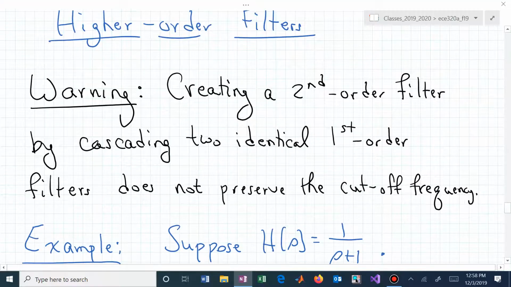Here's the warning. Even though you know very well how to create a first order normalized transfer function, 1 over S plus 1, you can't just keep putting those together, cascading those to produce second order, third order. You can, but now we're going to show you why that's maybe not what you want. So creating a second order filter, we're just going to go at stages here. Creating a second order filter by cascading 2 identical first order filters isn't going to work to preserve that cutoff frequency that we wanted.